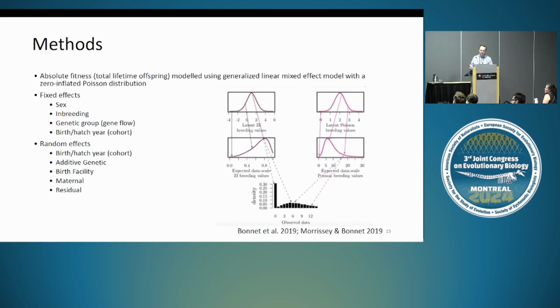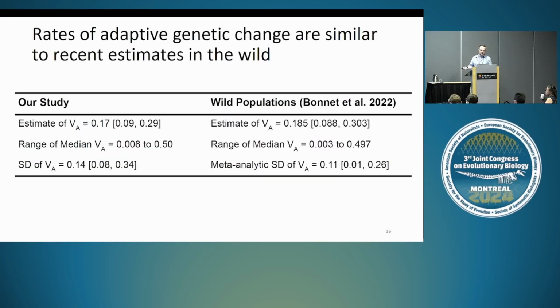The major difference that we have from the wild populations is that we also have birth facilities. So these animals are often housed in multiple different institutions. That's a slight difference from the wild, where they're often monitoring one population. So we have that in there as a random effect.